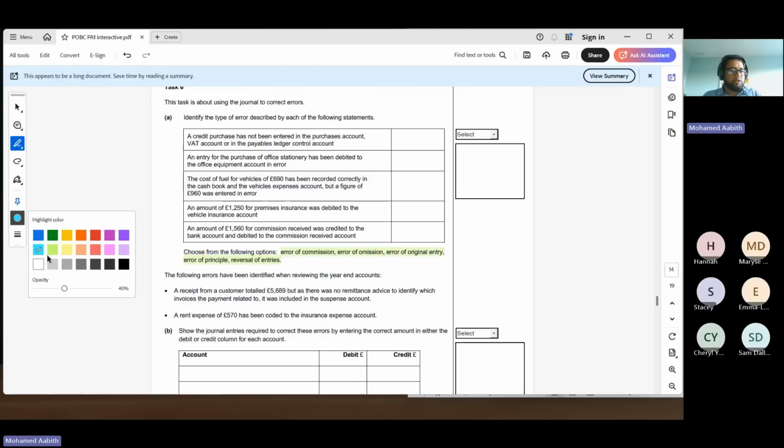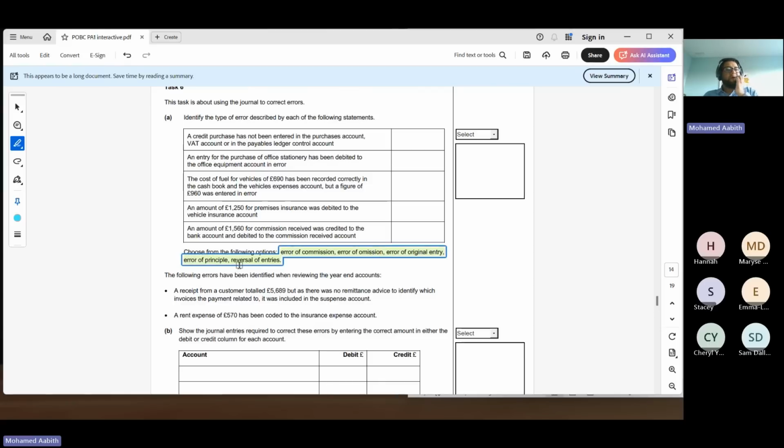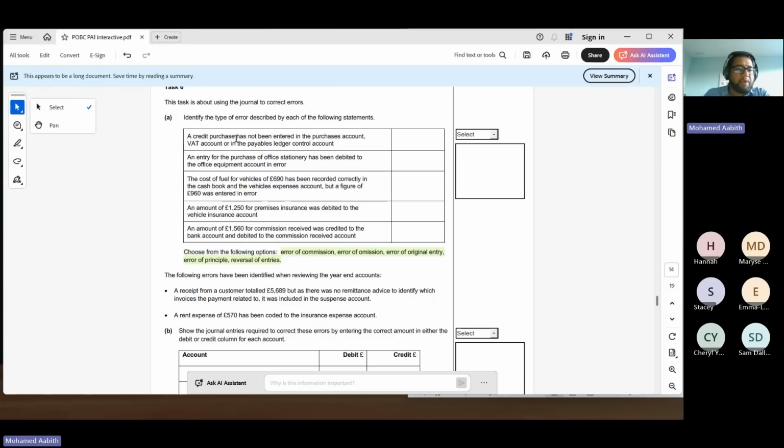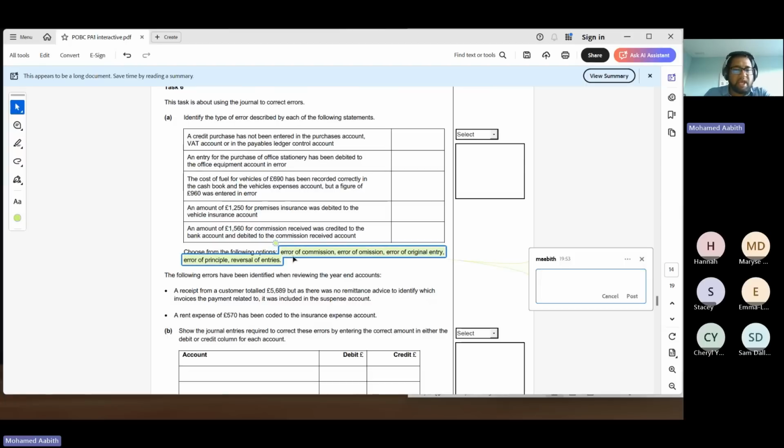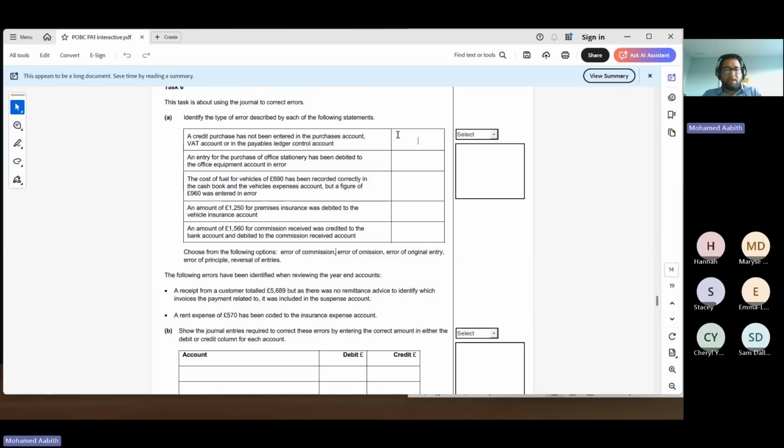So here, I'm going to use a different color for the next few. Let's look at the first one. A credit purchase has not been entered into the purchase account, VAT account, and the payable ledger control account. Simple thing is an error of omission. So here, I'm going to select all of it, and I'm going to say error of omission.